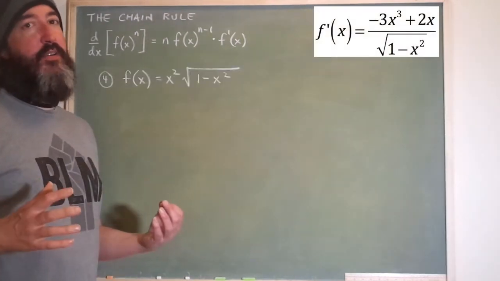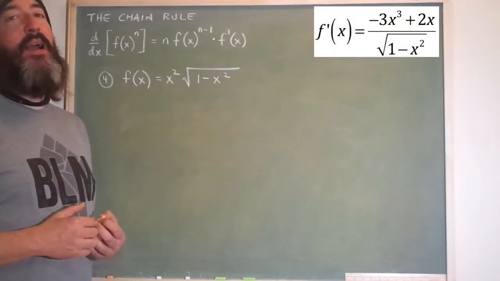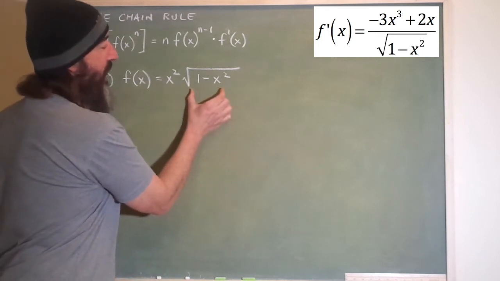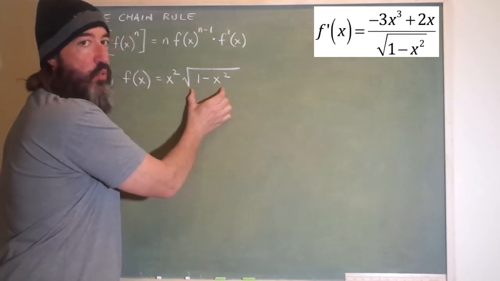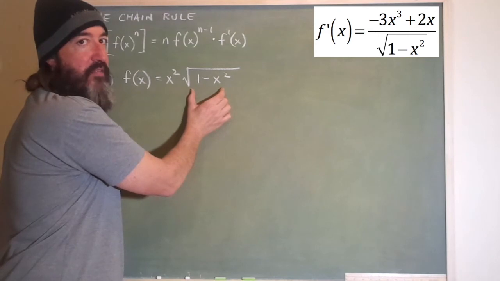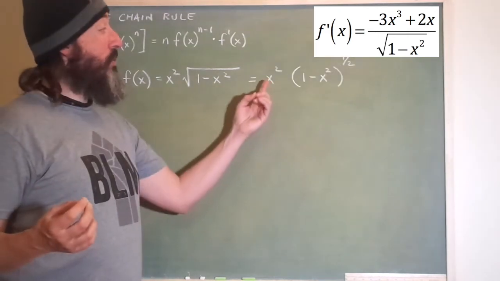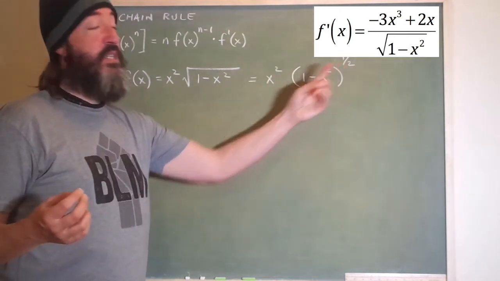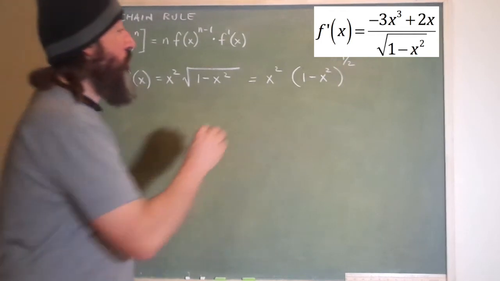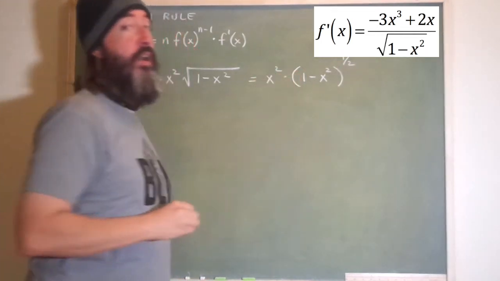All right, it's time to get serious. Let me begin number 4 by rewriting it. I'm going to write this radical 1 minus x squared as 1 minus x squared to the 1/2. And I can't distribute this x squared because of this exponent of 1/2. So I'm going to have to approach this one using the product rule.